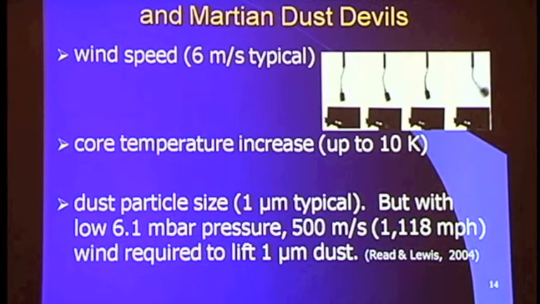But with the low pressure on Mars, it would require 1,118 mile-an-hour winds to lift that dust, observed. So supposedly an effect called saltation plays a role here. What that is: larger particles that are easier to entrain, that are about 80 to 100 microns, are lifted, impact the ground, knock out these smaller particles, and entrain them into the wind. Reed and Lewis, 2004.